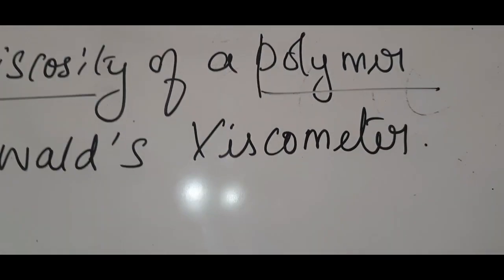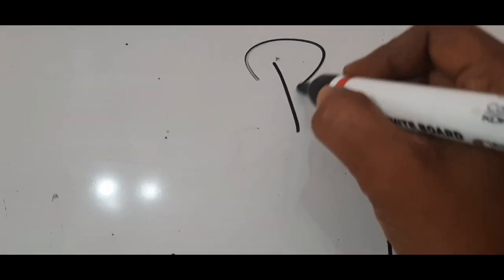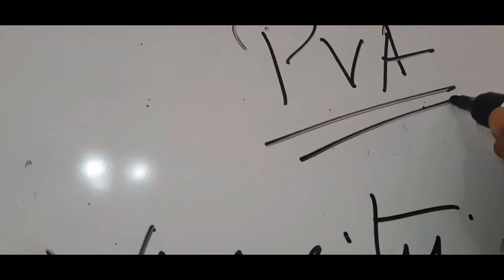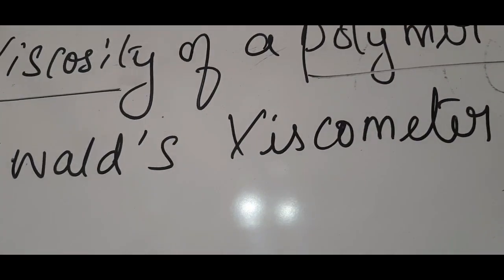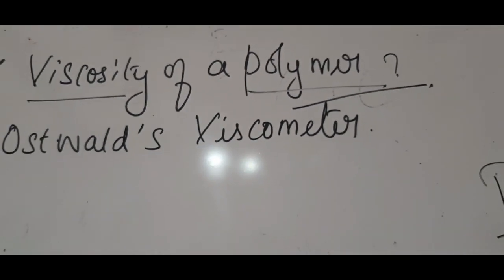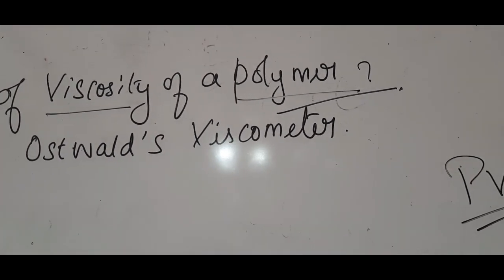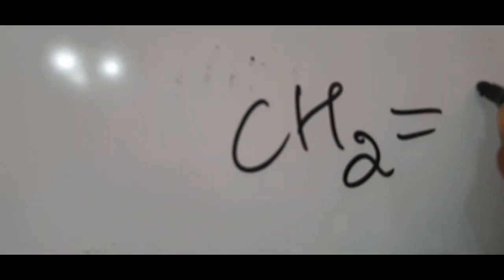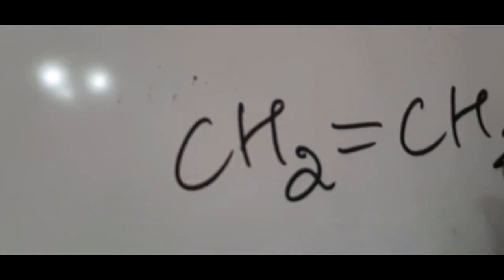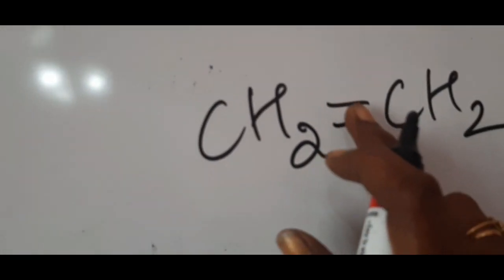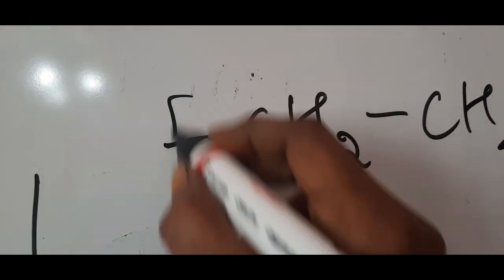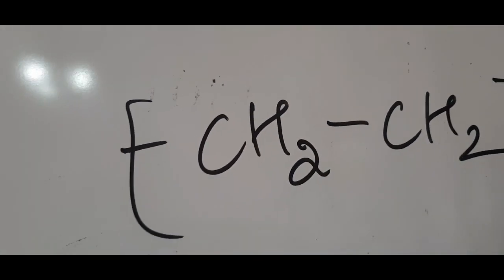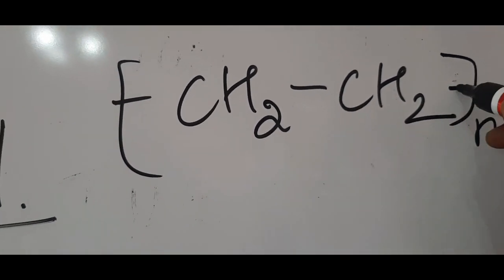So the polymer that we are going to take is polyvinyl alcohol. So what is this polymer? Polymer means it's a combination of many monomers. When many monomers are combined under certain conditions of pressure and temperature, you get the polymer. For example, if you take ethylene, that is CH2 double bond CH2, if you polymerize it, you get polyethylene. Polyethylene you can simply write like this. If you take n number of ethylene molecules, then you get a polymer whose structure can be written like this.